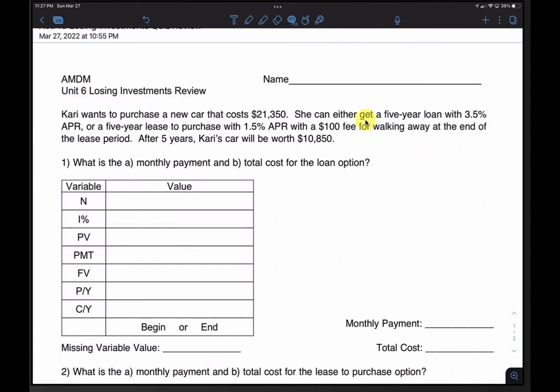Hello everyone, this video covers the Unit 6 Losing Investments quiz review.